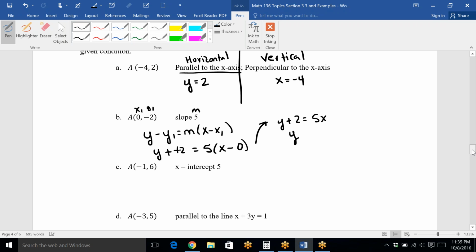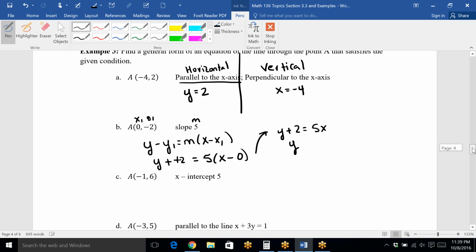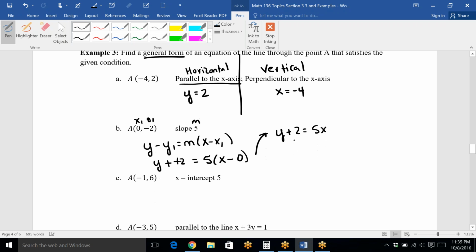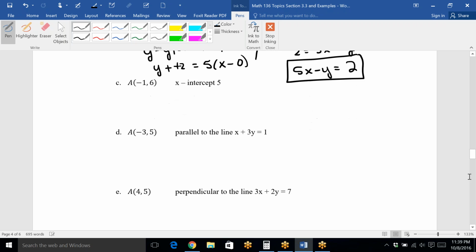Final step depends on which format they want my answer in. These are supposed to be in general form, so actually my next step is not to solve for y. If you want to be in general form, you need to get x and y on the same side. So I'm actually going to subtract the y over, and then I just reflip it so that it looks like the normal general form, which is the letters on the left and the number on the right. And that is legal as long as you keep everything the same.